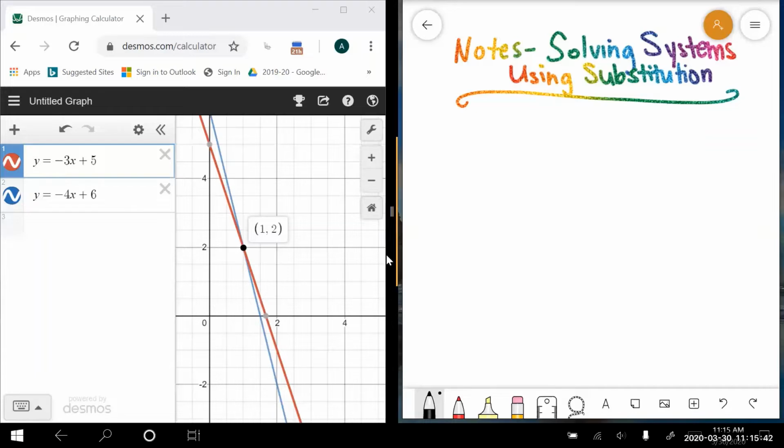I'm going to start by showing off of this example because we already know what the answer should be. The answer should be 1, 2. And then we'll do a few other examples together so you get the hang of it. Okay, so starting off with this one.